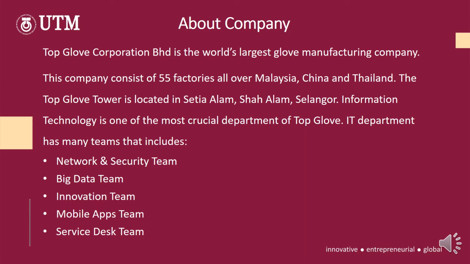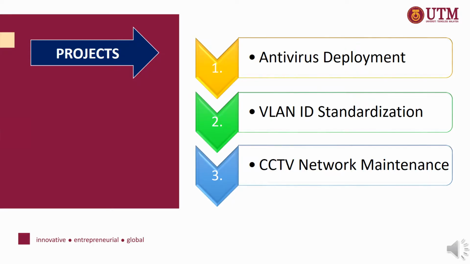The Information Technology Department plays a crucial role in Top Glove and it has been divided into a few teams for better organization. That includes the network and security team, big data team, innovation team, mobile apps team, and lastly, the service desk team. During the industrial training, I was given three main projects, which are the antivirus deployment, VLAN ID standardization, and CCTV network maintenance project.